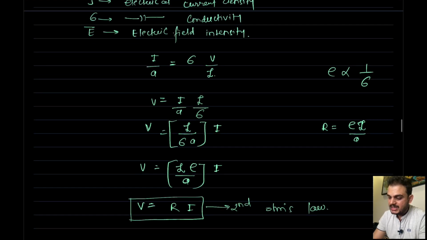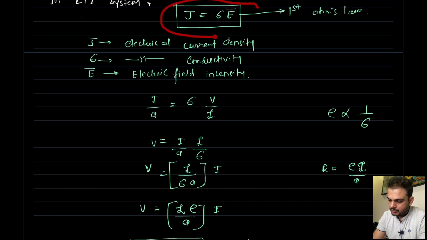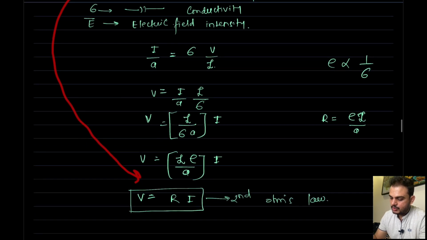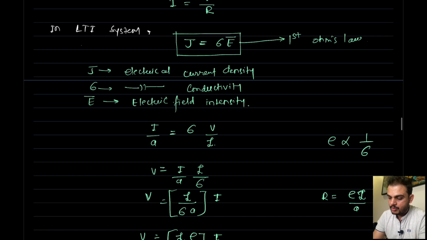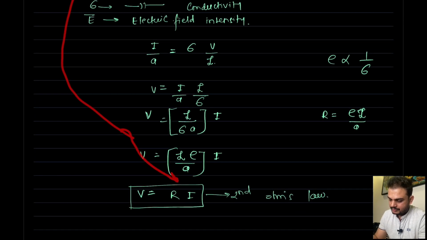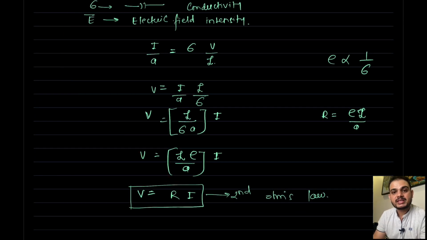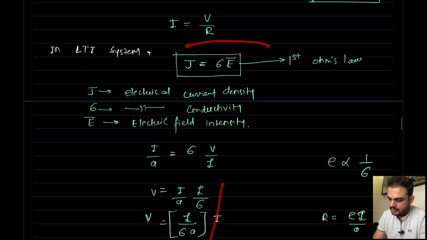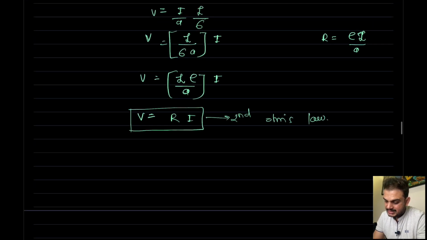Okay, so from this EMF model, from this J is equal to sigma E, we have derived V is equal to IR. The original form of Ohm's law is J is equal to sigma E, which is in the EMF concept. From this EMF concept we have derived V is equal to IR, which is called the second Ohm's law. So this is my first Ohm's law and this is my second Ohm's law.